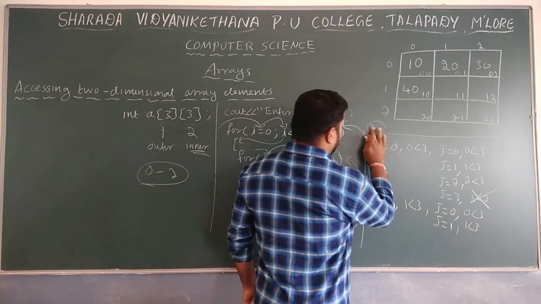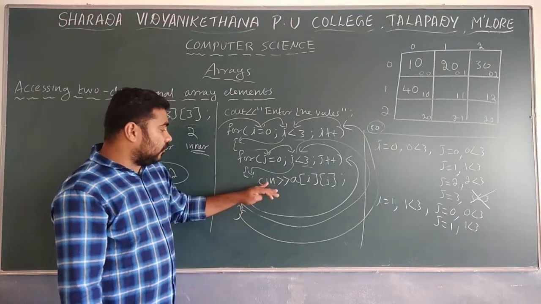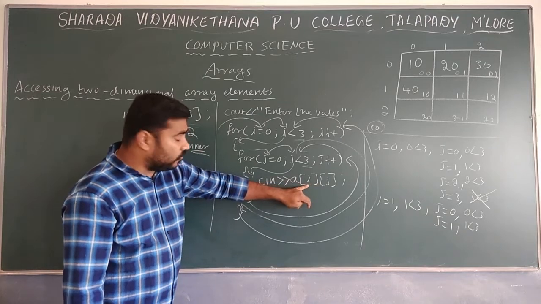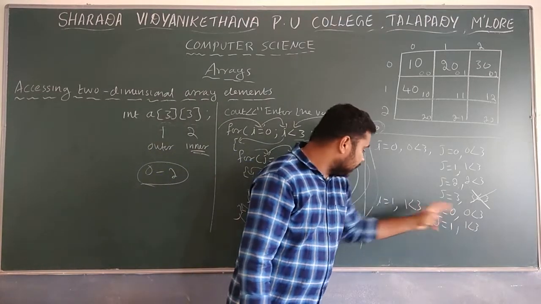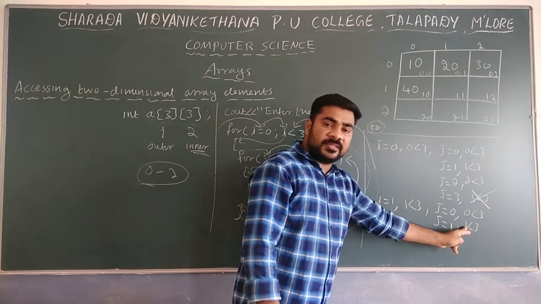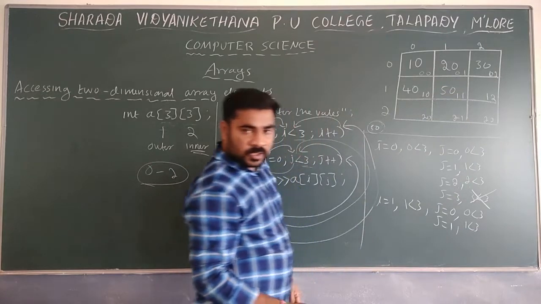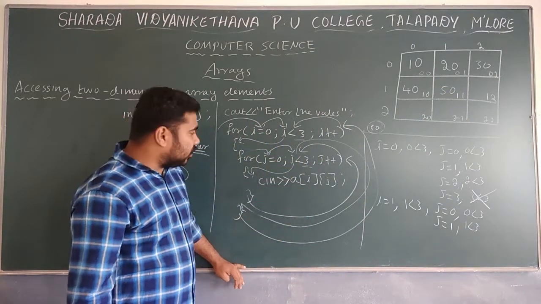For example, that is 50. That value is stored in a of i j. What is the value of i? I value is 1. J value is also 1. I value is still the same. So 50 is going to be stored here. Like that, one more time it will be repeated.